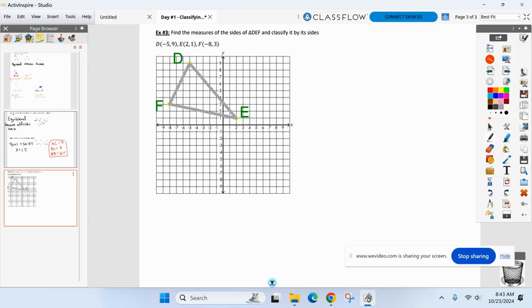Find the measures of each side so I can call it scalene, isosceles, equilateral. Find the measures. How in the world am I going to find out what one of those things are? We're not using rulers. Are any of these sides horizontal or vertical? No, so I can't just count them.